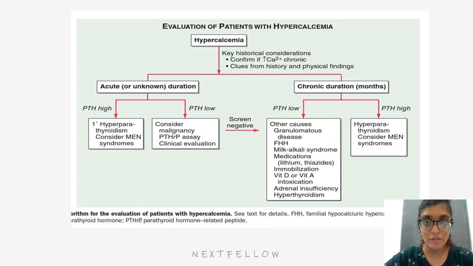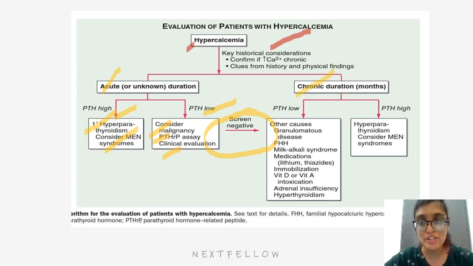Now coming to the evaluation of patients with hypercalcemia. When there is hypercalcemia, there are key historical considerations. Confirm if calcium increase is chronic, clues from history and physical findings. If it is of acute or unknown duration, after that we'll have to check the PTH, whether PTH is high or PTH is low. If PTH is high, consider primary hyperparathyroidism, consider MEN syndromes. If PTH is low, consider malignancy, PTHrP, and clinical evaluation. If the screen is negative, go to further evaluation.